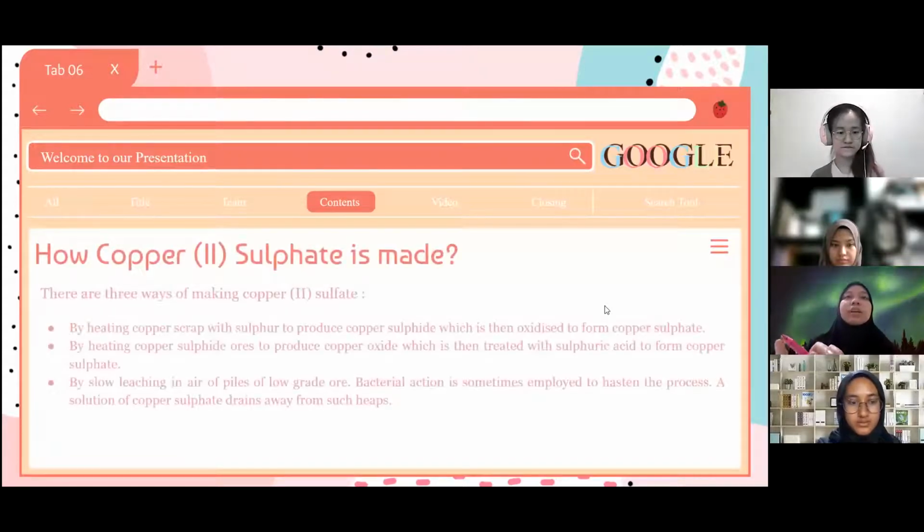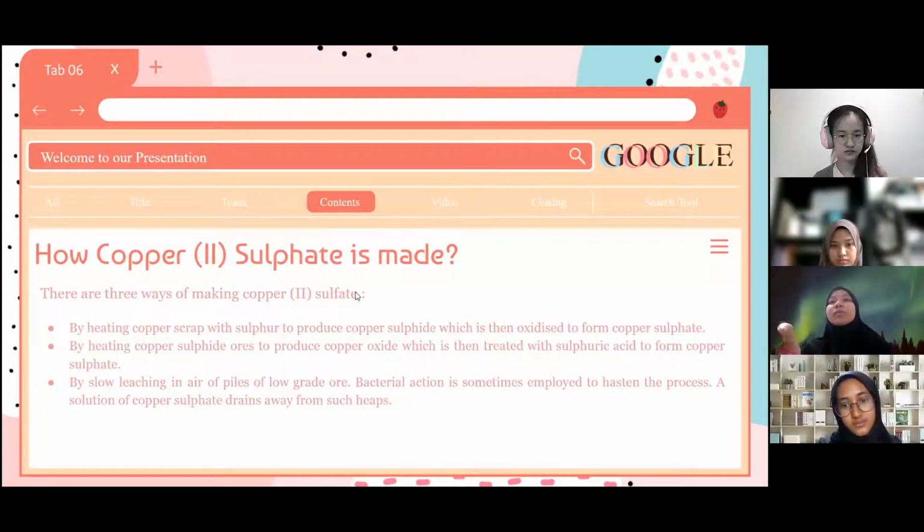So how is copper sulfate made? There are two ways of making copper sulfate. By heating copper scrap with sulfur to produce copper sulfide, which is then oxidized to form copper sulfate. By heating copper sulfide ore to produce copper oxide, which is then treated with sulfuric acid to form copper sulfate.